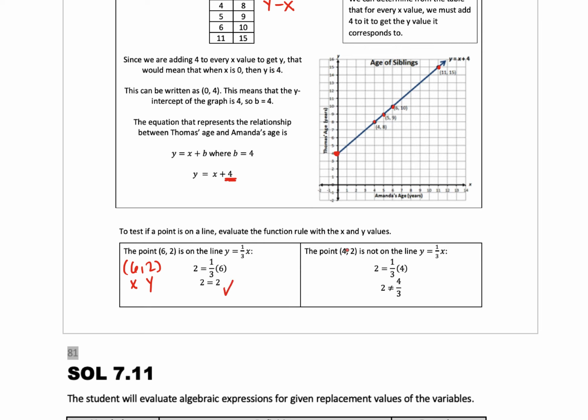If we have the point (4, 2), and we're trying to see if it's on the line y equals 1/3 x, we do the same thing. x is 4 and y is 2. So I put a 2 in where y was, equals 1/3 times our x value, this time 4. 1/3 times 4 is 4/3. That is not equal to 2, so this point would not be on the line for this equation.